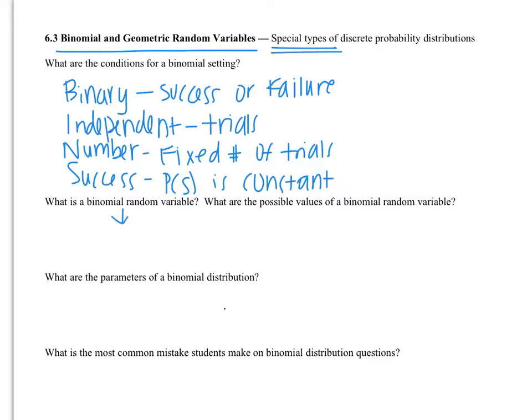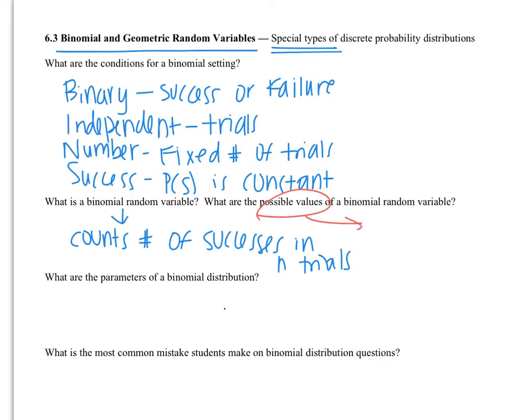So what is a binomial random variable? A binomial random variable counts the number of successes in n trials. What are the possible values? They have to be discrete. So we can have 0 successes, 1 success, 2 successes, all the way up to n successes. So those are the only possible values that a binomial variable can take on. So we would never say that a binomial variable takes on the value 1.5. You can't have 1.5 successes.